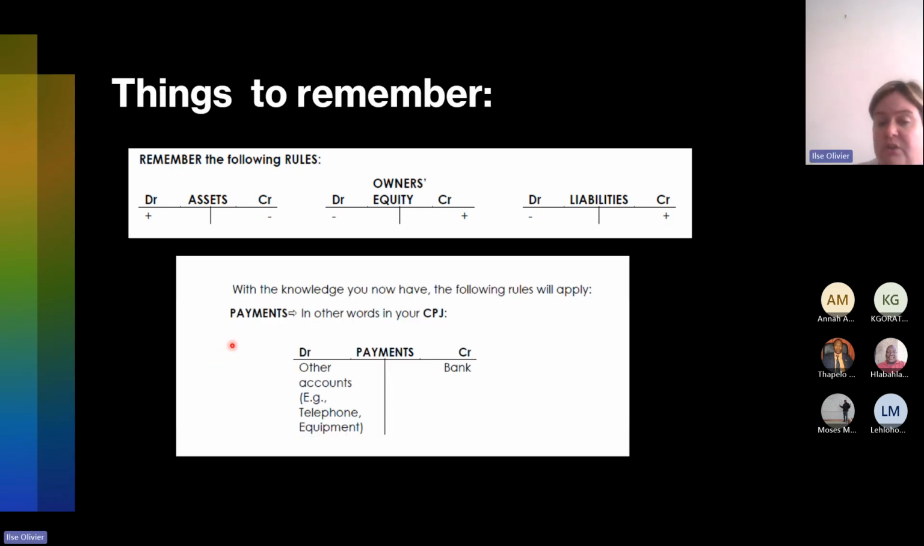Now, with your knowledge from last year, we know that the most important column in a CPJ is bank. Bank is an asset. If we pay money, it will decrease. That's why it is credited. And then all the other accounts will be debited. For instance, telephone, that is an expense that decreases your owner's equity, or equipment, that is an asset that will increase your assets. So let's look at an example.